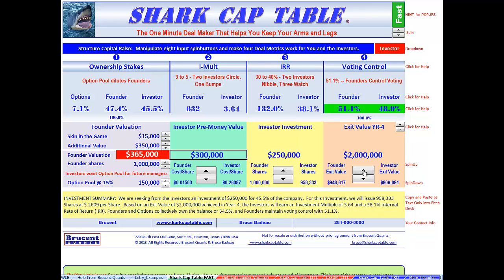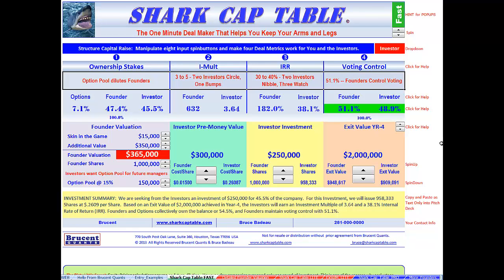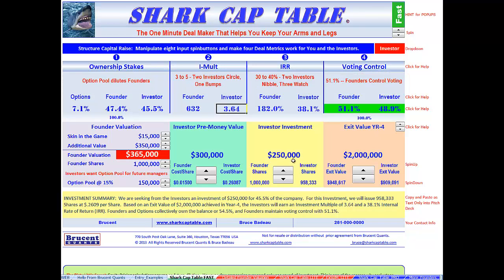Now, let's see what kind of a deal we've made. First, we can, of course, always look at the red to get a rough idea if we have numbers that are reasonable. Let's look first at the I multiple. 3.64 for the investor. The internal rate of return is 38.1, both of which are modestly okay. The good part is that when you see green, that means the founder has voting control. Now, if you see red, it means the investor has, and if you see yellow, it means you're both sharing on a 50-50 deal.